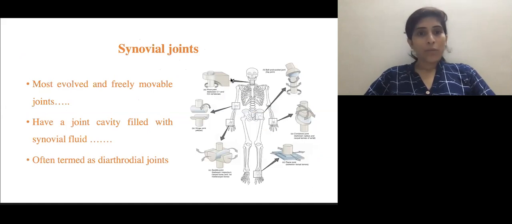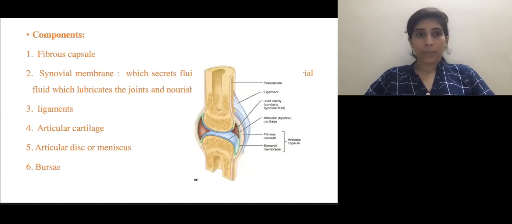Next is the synovial type of joint. Here you can see many joints in the body are synovial type of joints. So it's almost freely movable type of joint. It has a cavity which is filled by fluid, and it is also called a diarthrodial type of joint.